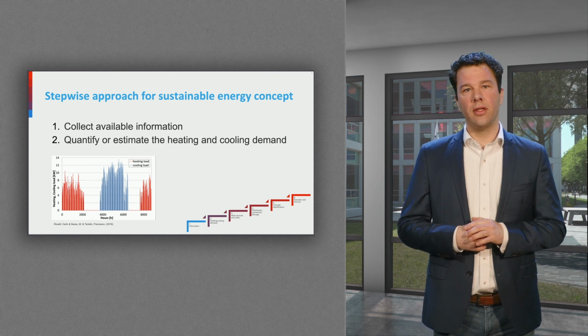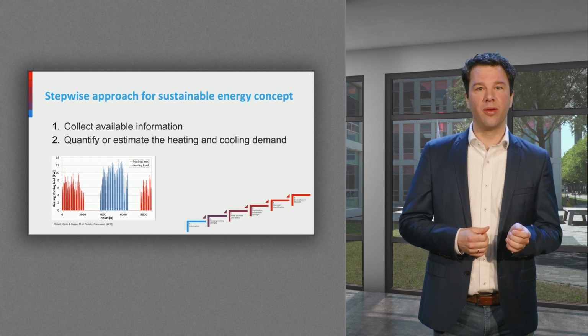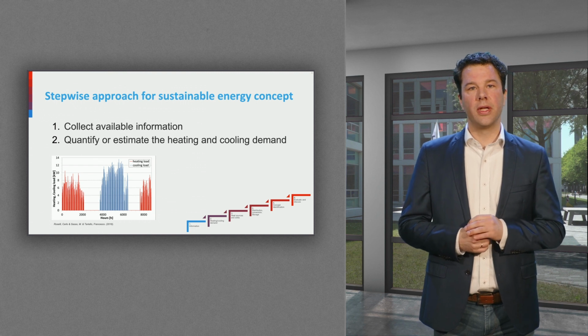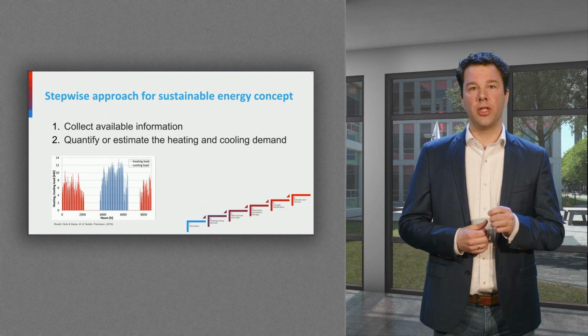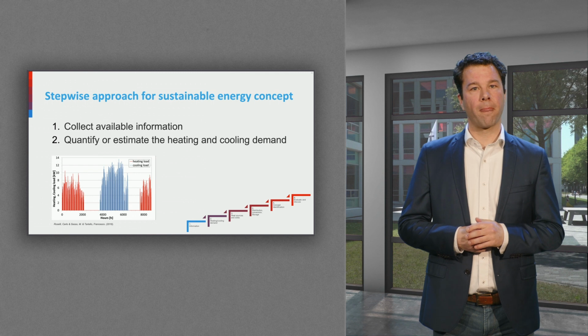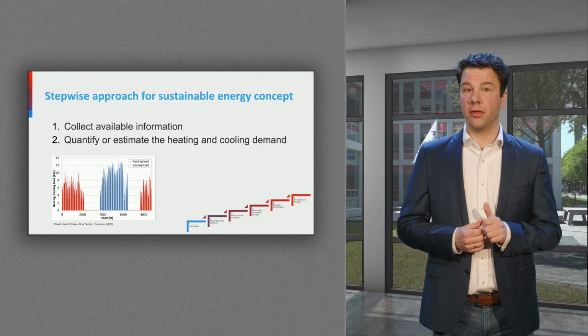Also, the temperature level needed for heat supply is key, as it determines to what extent you can use available sources directly or need conversion technologies. If you need some refresher, go back to week 1 and 4 to see what determines demand and how you can quantify this. We can imagine that you do not have all the required information available.